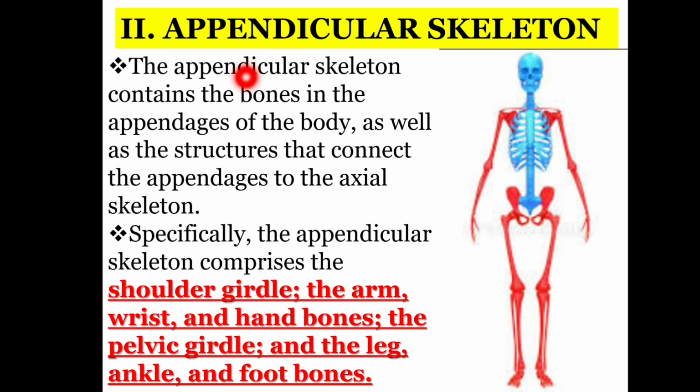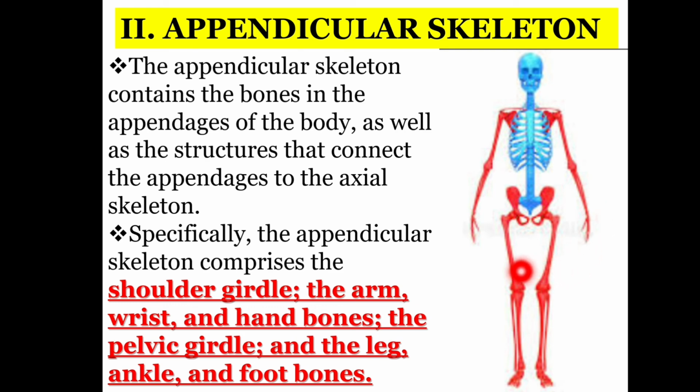Appendicular skeleton. The appendicular skeleton contains the bones in the appendages of the body as well as the structures that connect the appendages to the axial skeleton. Specifically, the appendicular skeleton comprises the shoulder girdle, arm, wrist, and hand bones, and the pelvic girdle, the leg, ankle, and foot bones. You can see here the red part, whatever is here, is under the appendicular skeleton.